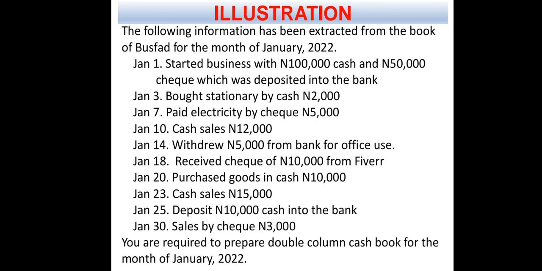On January 18, received check of 10,000 naira from Fiverr. January 20, purchased goods in cash, 10,000 naira. January 23, cash sales, 15,000 naira. January 25, 10,000 naira deposited into the bank account. On January 30, sales by check, 3,000. You are required to prepare the double column cash book for the month of January 2022. So let's prepare the solution to this question.